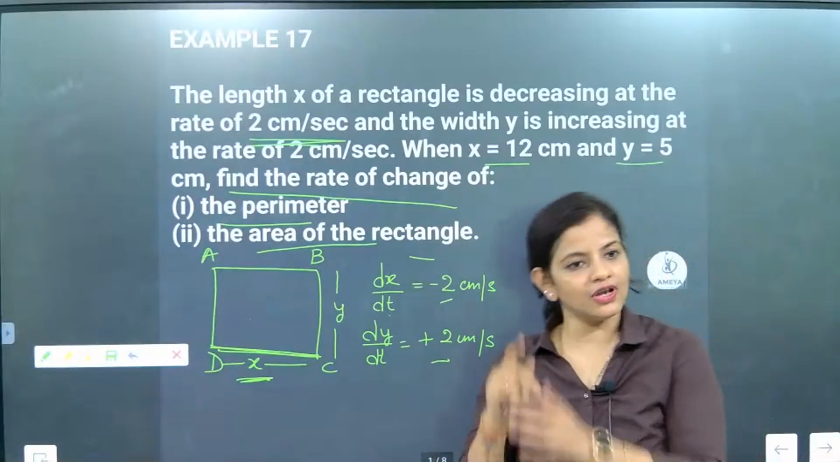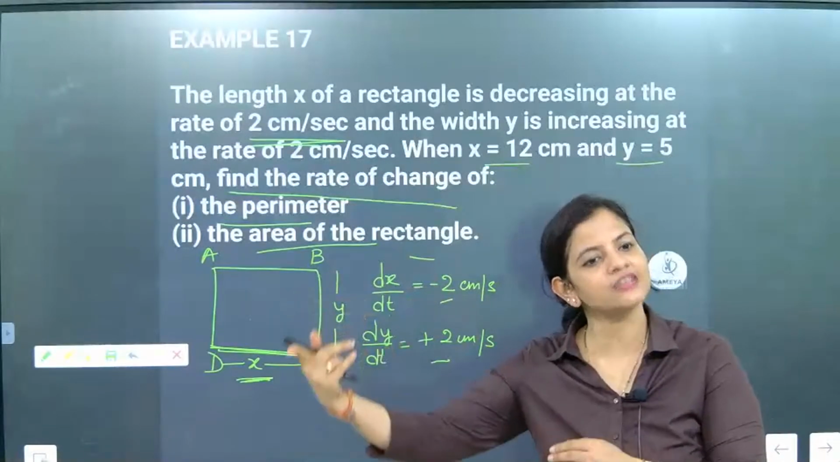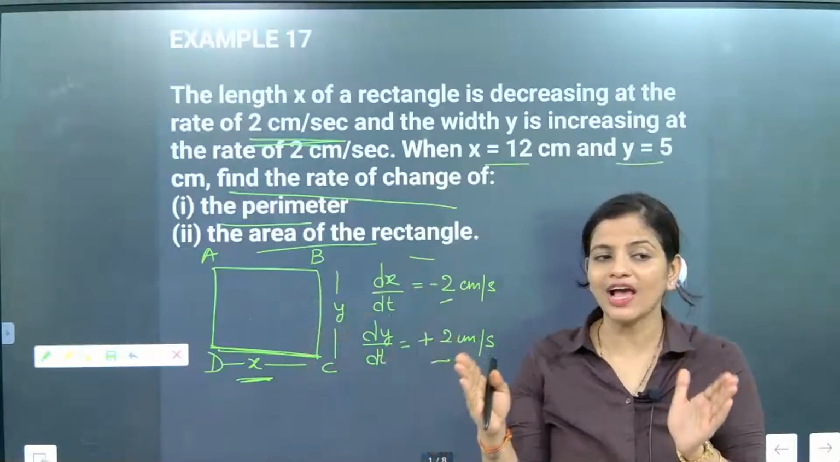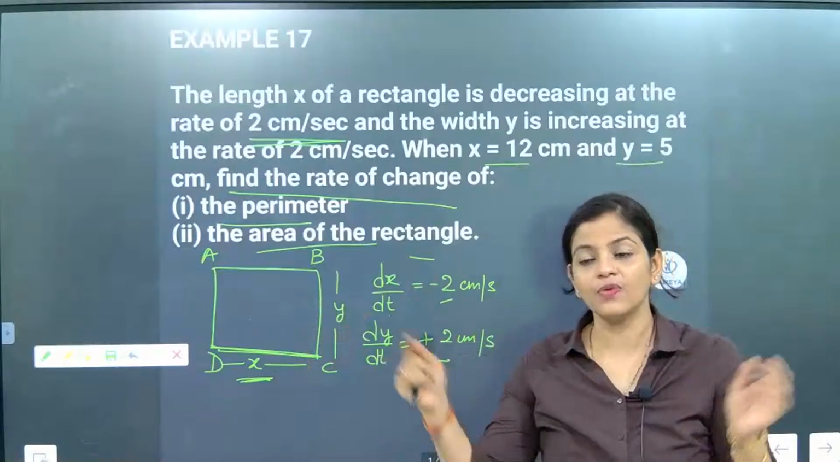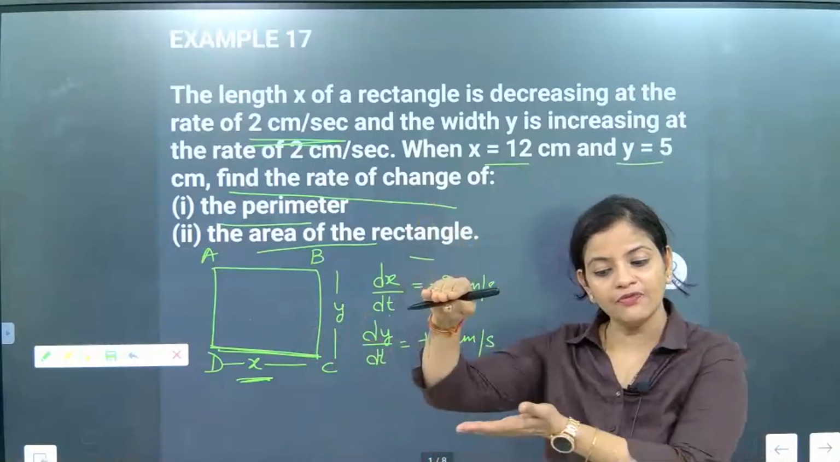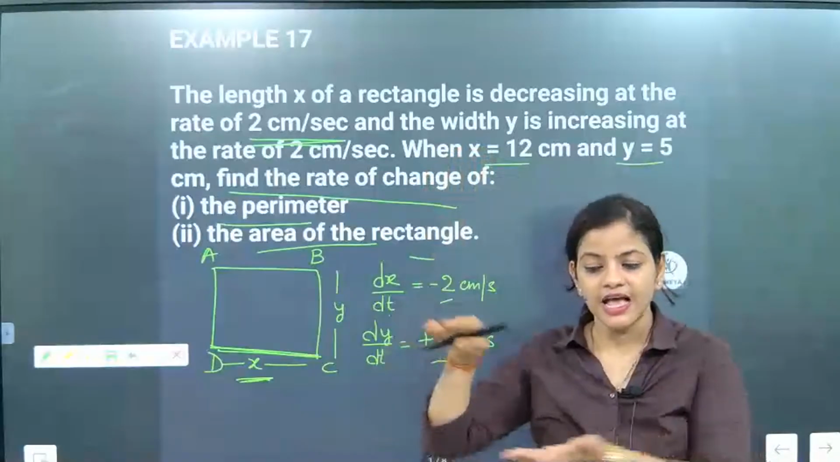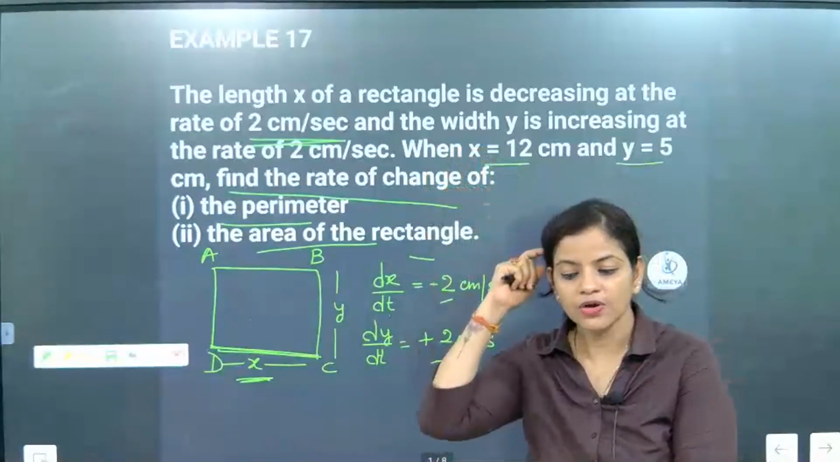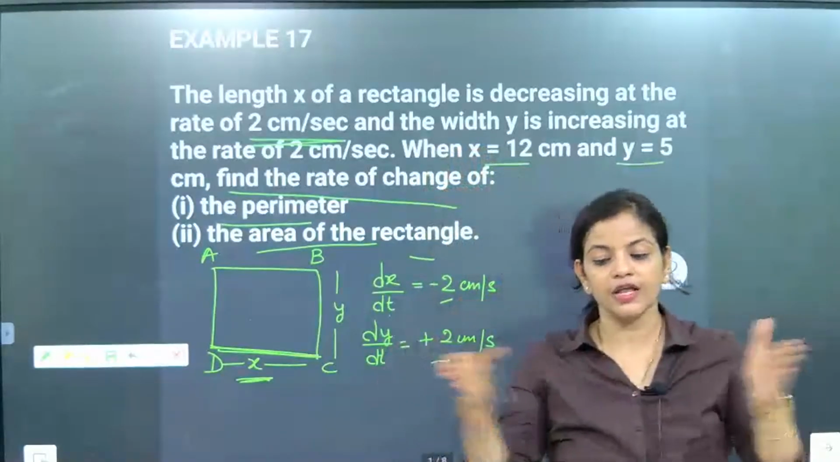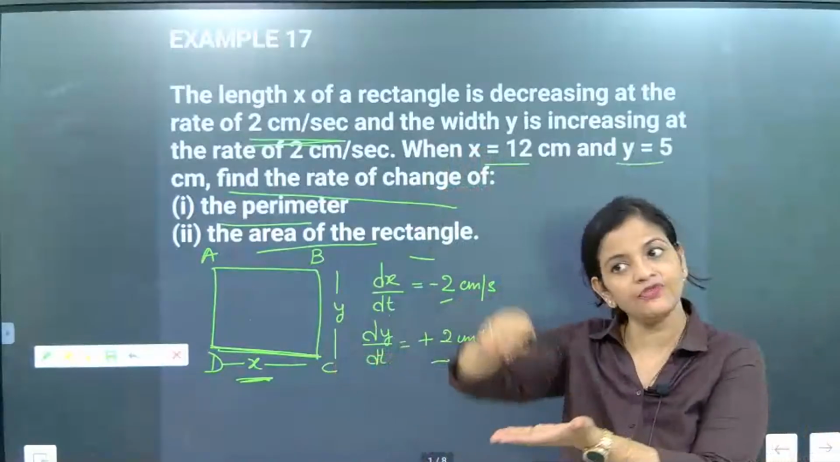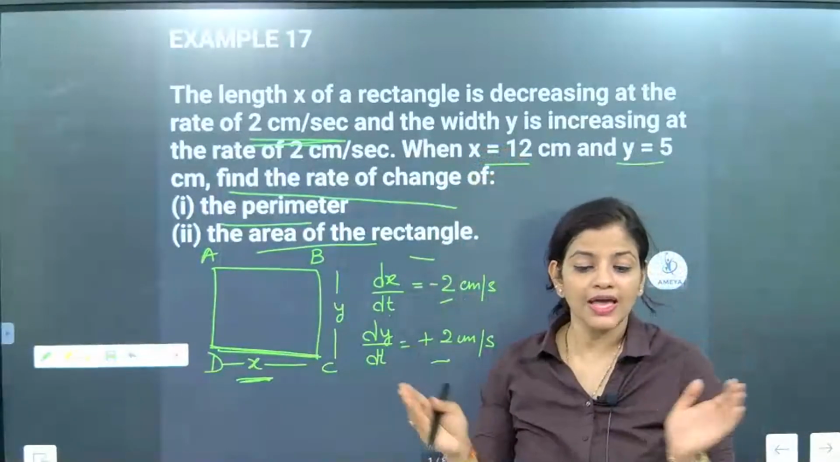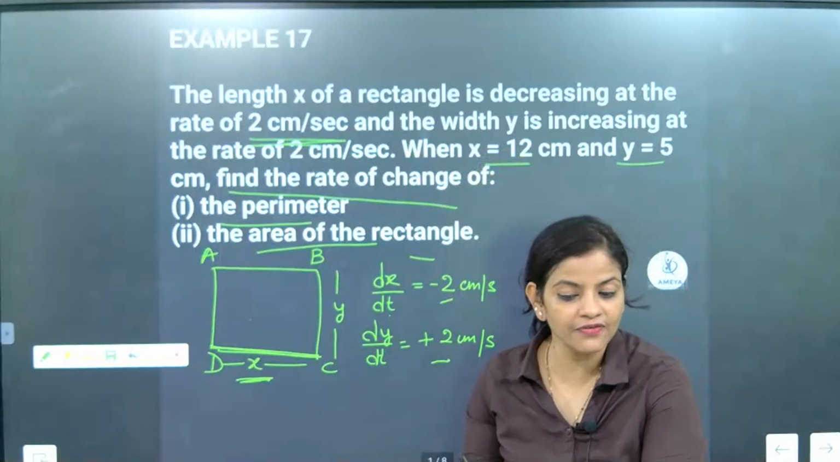Now here, your length is coming as X and width is coming as Y. So this value of X is not the final one. Now length is decreasing and width is increasing. Understood? Okay, good evening. So look here. Length is decreasing and width is increasing. So X and Y will change.